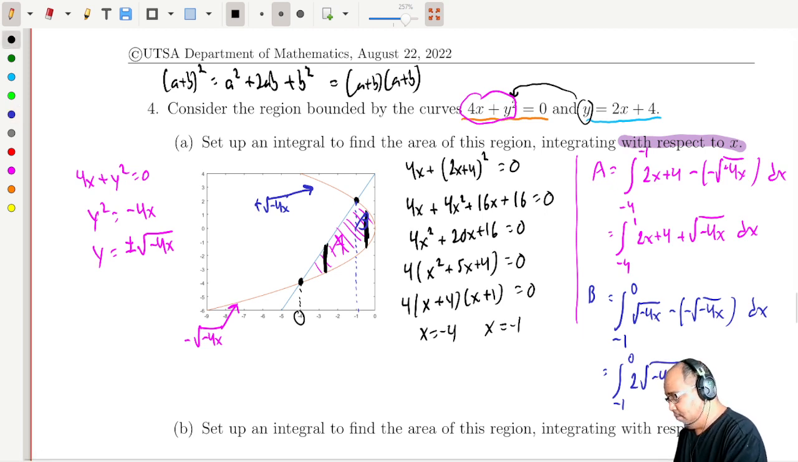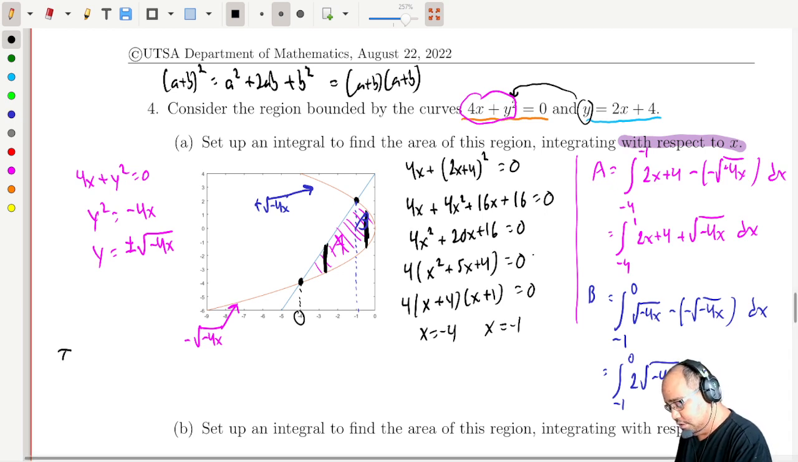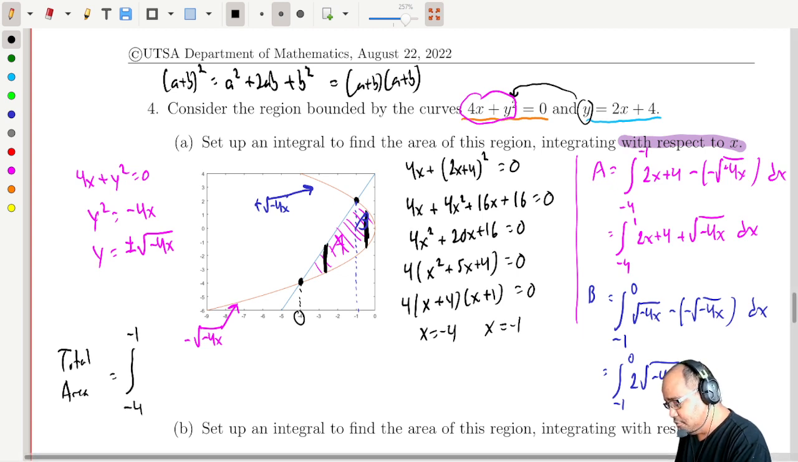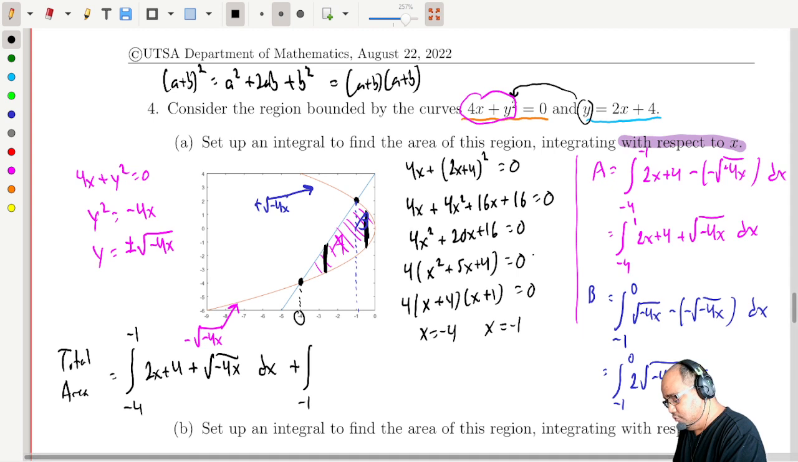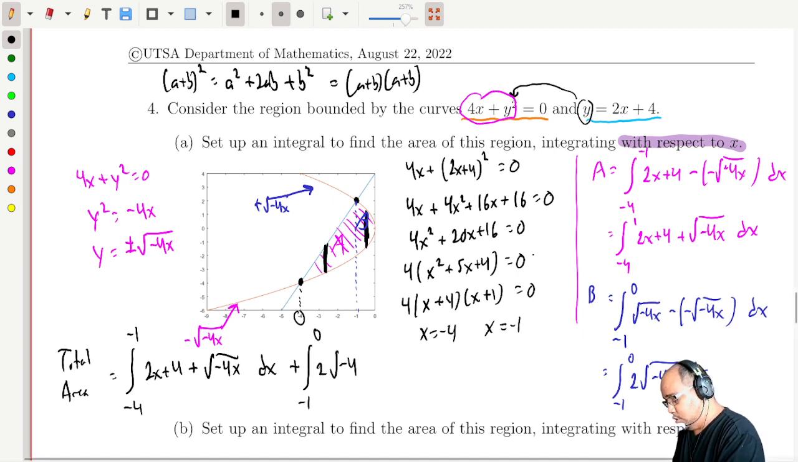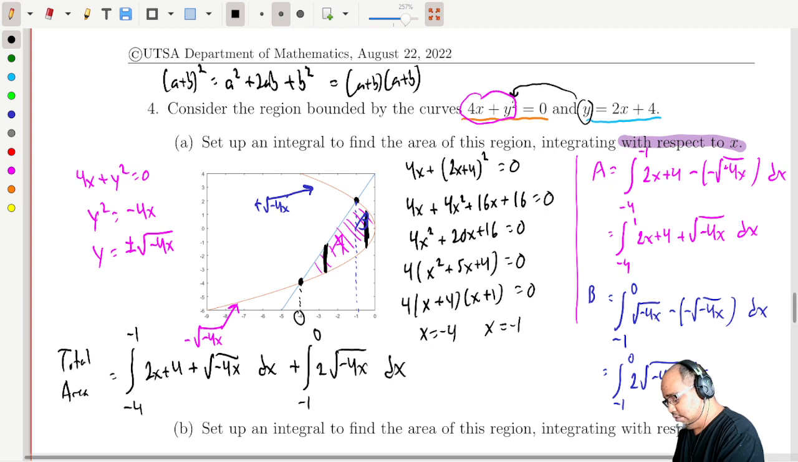So let's go ahead and combine these two things here. So total area is two complicated integrals. -4 to -1, 2x plus 4, plus the square root of negative 4x dx, and then plus the integral from -1 to 0 of 2 square root of minus 4x dx.